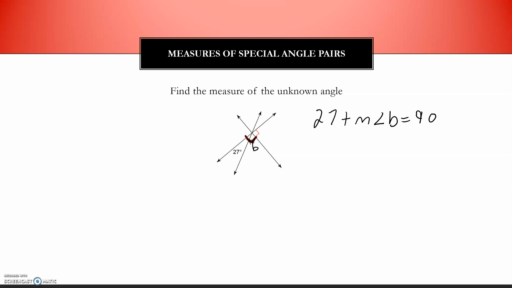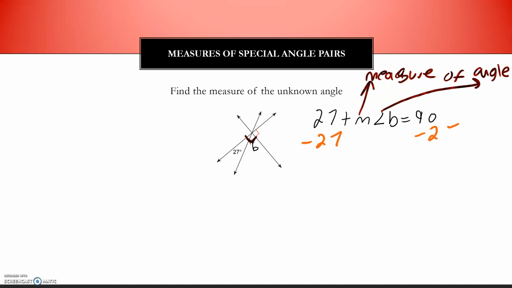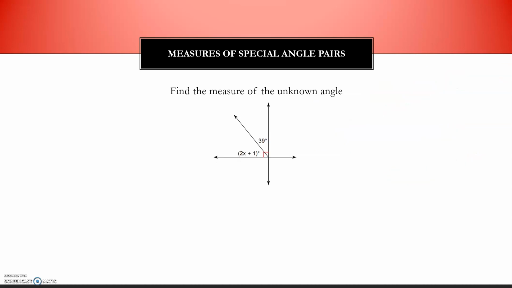And remember that this notation means measure of angle. Okay, so then we would just do algebra with that, subtract 27 on each side. So I would get the measure of angle B is equal to 63 degrees. Right? Slide 8, same thing, but I have a variable now, but that doesn't matter.